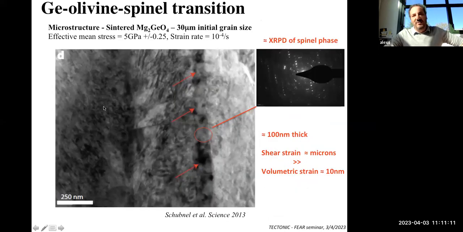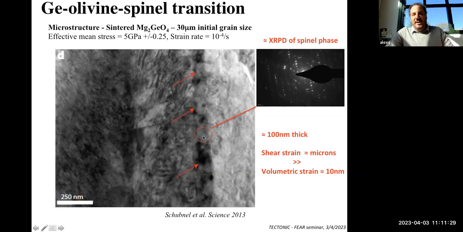And the puzzling thing back then was that if you look at this fault, they are extremely narrow. This is now 250 nanometers. This is one of these faults. And this fault is actually, this is olivine, and this is ringwoodite. So this fault is full of high-pressure nanocrystalline ringwoodite.